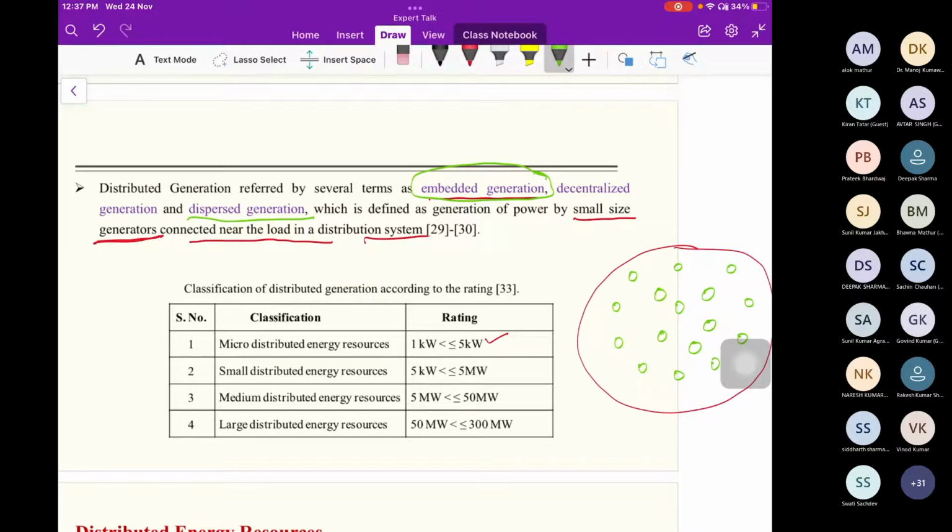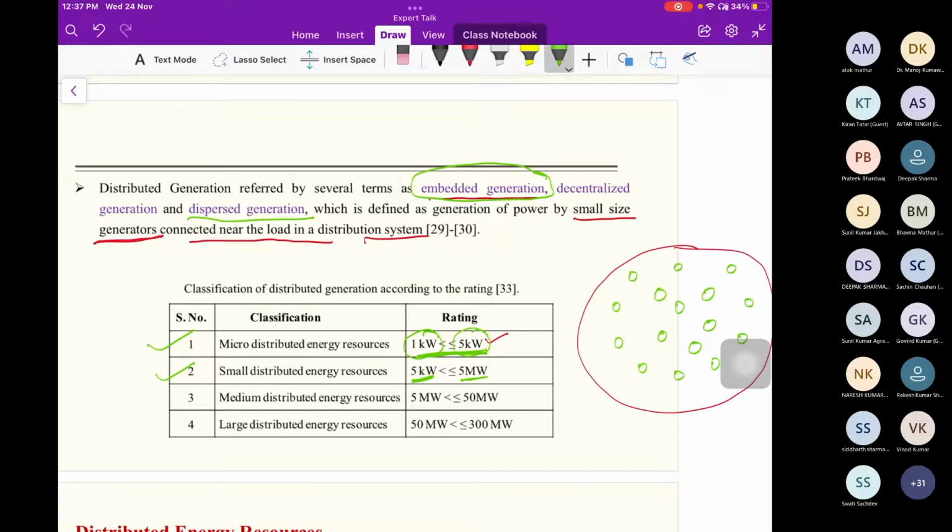According to area, we can classify it into four categories. Micro distributed energy resources means rooftop systems in residences, maybe 1 kilowatt to below 5 kilowatts. Small distributed energy resources increase from 5 kilowatts to 5 megawatts. In this case, we can say commercial buildings, which have some rooftop solar systems. So this type of technology can be classified.